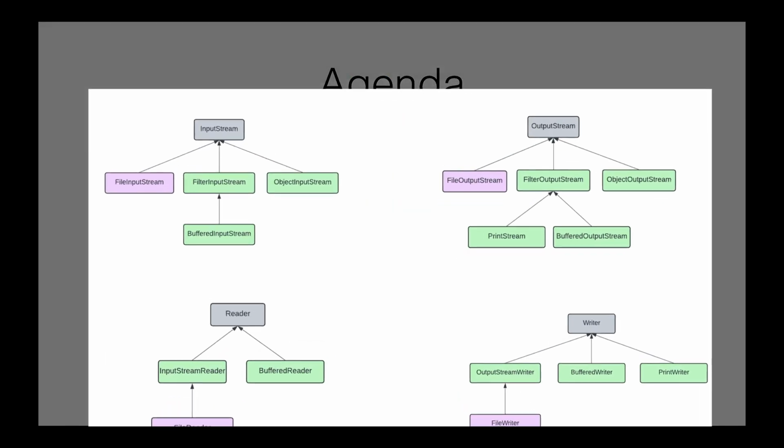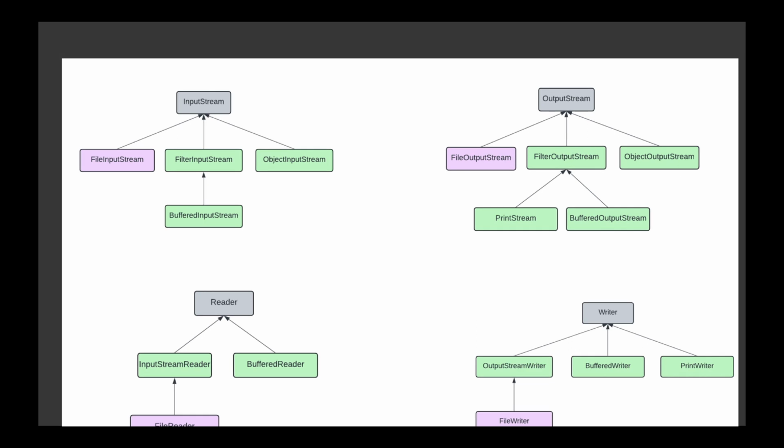In the previous video, we have seen the common methods that exist in the abstract classes. In this particular video, we are going to concentrate on buffered reading and buffered writing. We will specifically discuss buffered input stream and buffered output stream, but the exact same concept also exists for buffered reader and buffered writer.